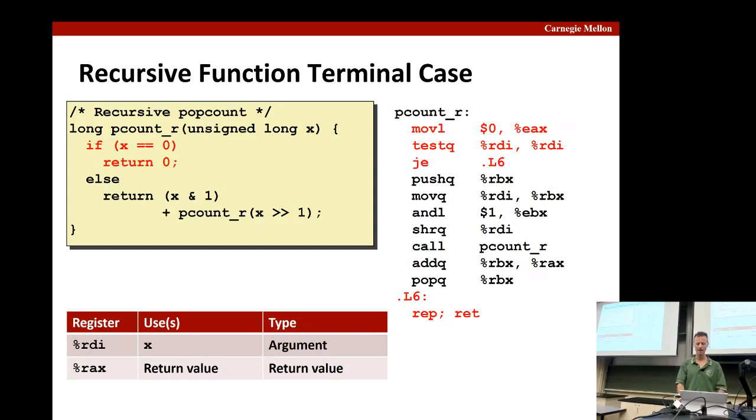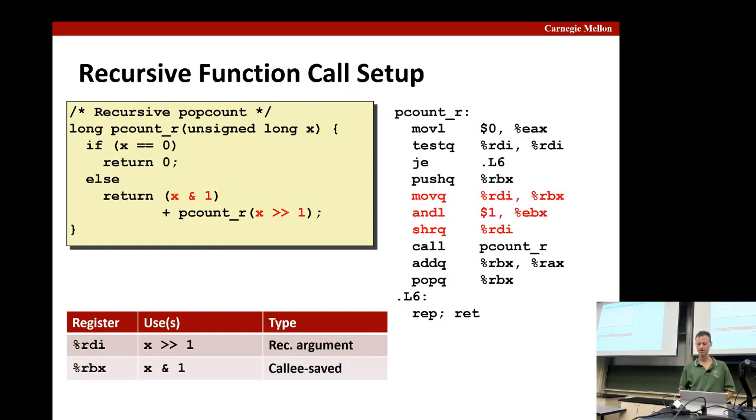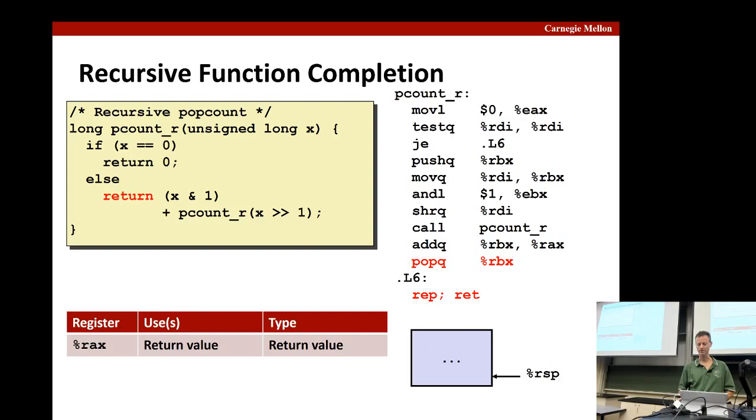All right, so again, this is the terminal case. It just uses those instructions there, the ones shown in red. Otherwise, we save our RBX. I guess I've just gone through the animation as I was talking about this. And then we've got the two halves of this. We've got the AND part and the shift part. We've got the recursive call. And then we've got this addition here that I mentioned. And then we restore RBX and return. Questions on that?